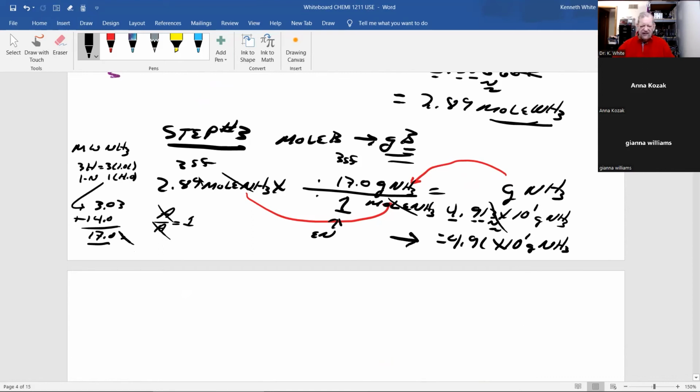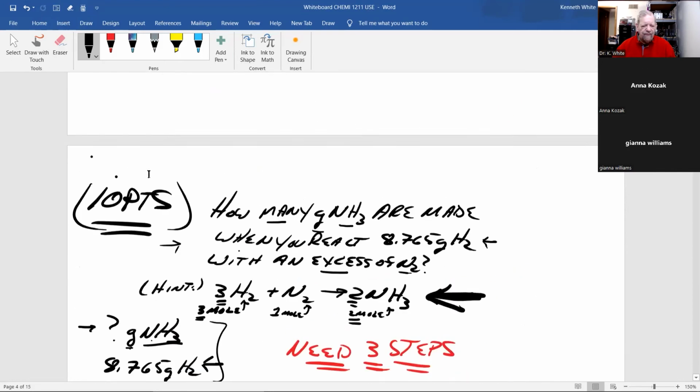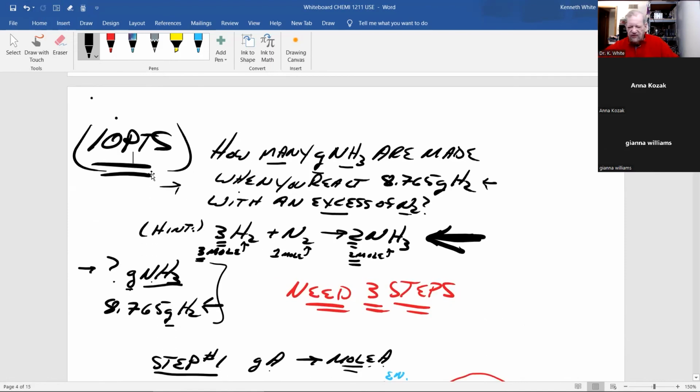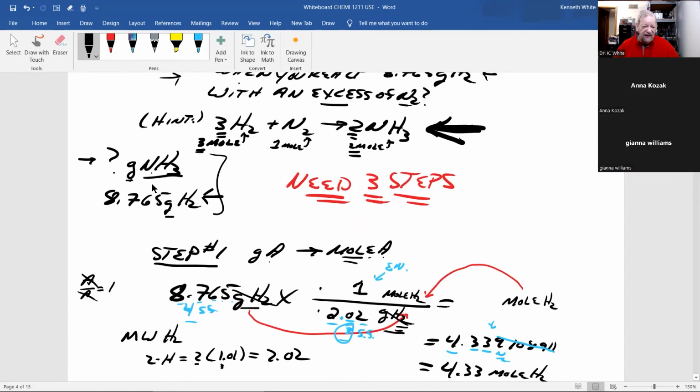And let's go through this again. We're asked how many grams of ammonia are made when you react that amount, 8.765 grams of hydrogen, with an excess of nitrogen. Now here, what are we being asked to find? Grams of ammonia. We're given grams of hydrogen. We're also given the balanced chemical equation. And we need 3 steps.